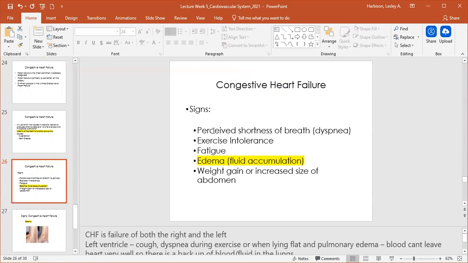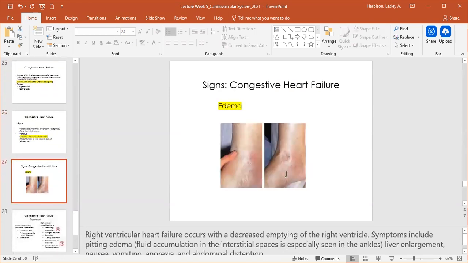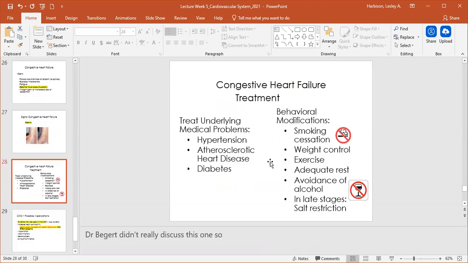Signs of congestive heart failure: perceived shortness of breath. Dyspnea is shortness of breath. We love that word so far this semester. Exercise intolerance: they get winded going upstairs or taking a walk. Fatigue, feeling tired. Edema is fluid accumulation. You'll notice that a lot in the legs and sometimes in the abdomen. Weight gain or increased size of the abdomen. Here's what edema in the ankles looks like. You push on it and the dimple stays. I just want you to be very familiar with the word edema and what it's referencing.